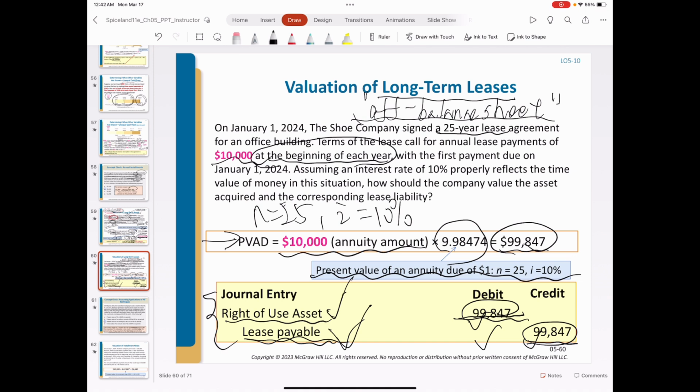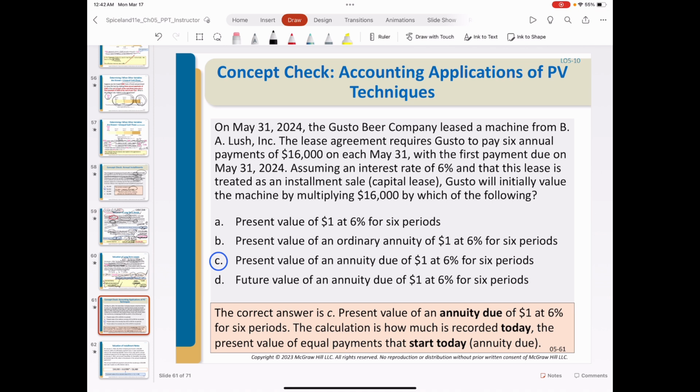To report this ROU asset or lease liability, we basically need these procedures to report the assets and liability on the balance sheet. This is also based on the new accounting standards. Companies should report their operating leases as ROU assets in the balance sheet.